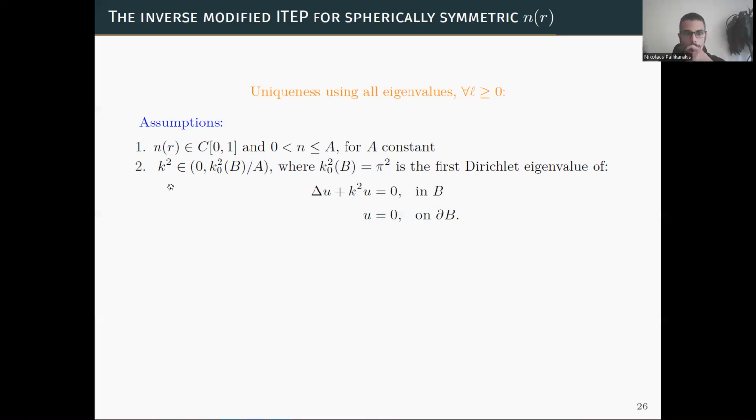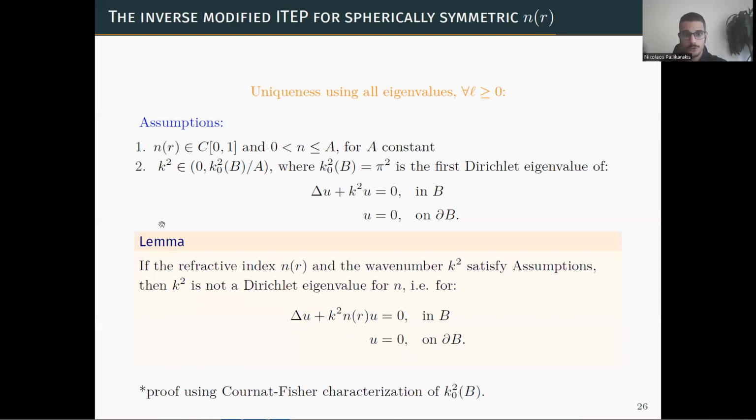And also the wave number, we assume that it belongs in this interval here, where k0 squared of b is the first Dirichlet eigenvalue of the ball. So for the unit ball, it's p squared. So we restrict ourselves to relatively small wave numbers, being smaller than p squared over this predetermined constant, which is the upper bound of the refractive index.